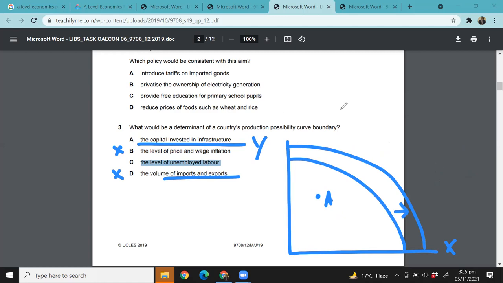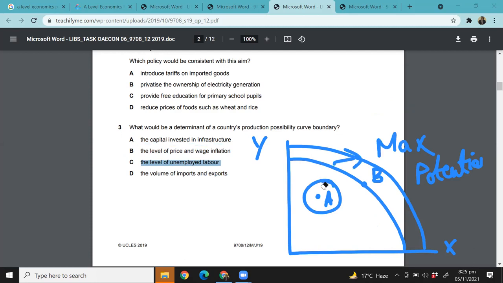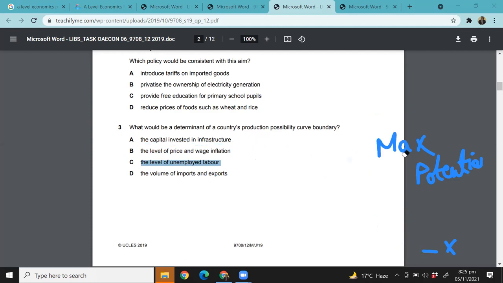The PPC just shows how much a country can produce with the available amount of resources. So if you now have more technology, more capital, more infrastructure, then you can produce more, and therefore your curve will shift outwards. Similarly, when your resources deplete because you have already used most of your resources, your curve will shift inwards. That's what you need to remember. Does this make sense? It's how much output you have the ability to produce. That's what the PPC shows you.